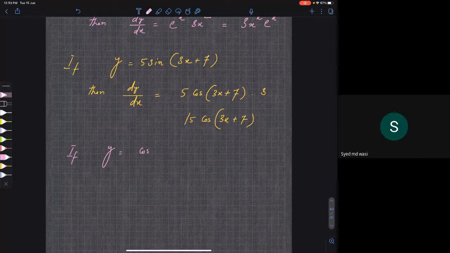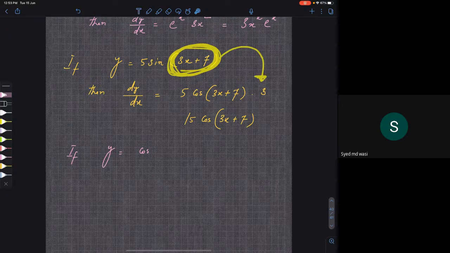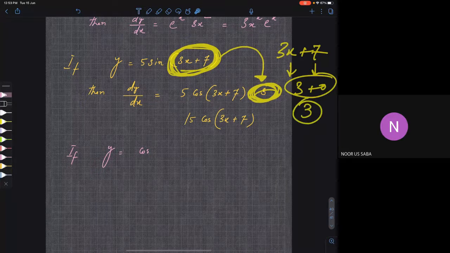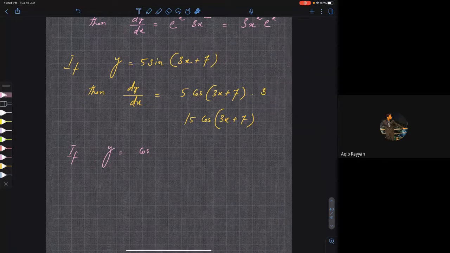So why had we multiplied by 3? Because in place of x, what do you have here? Something else, right? If in place of x you have something else, you have to multiply by the derivative of that. So what is the derivative of 3x plus 7? The derivative of 3x is 3, and of 7 is 0, so altogether it is 3. So you multiplied by 3. Clear? Now tell me.